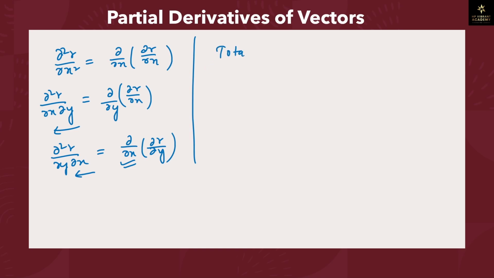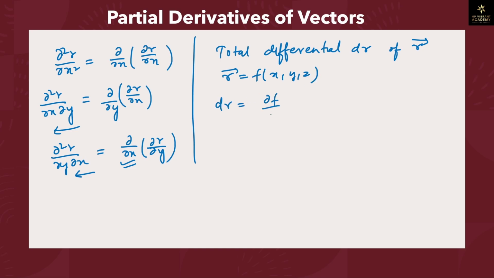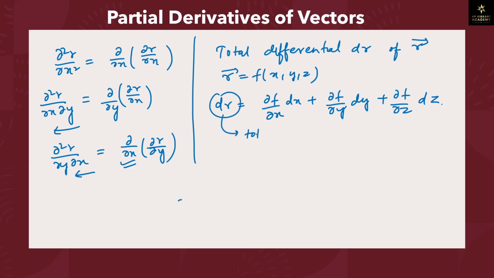Now let us find the total differential dr of the r vector. We have r as a function of x, y, and z. Then the total differential dr is given as del f upon del x into dx plus del f upon del y into dy plus del f upon del z into dz. This is the total differential of the r vector, this is dr.